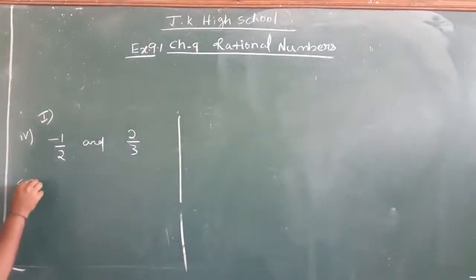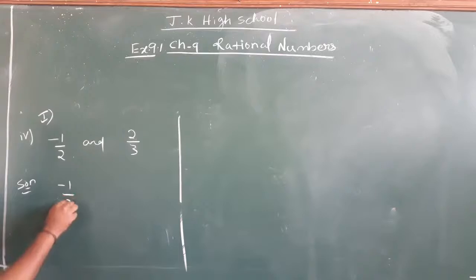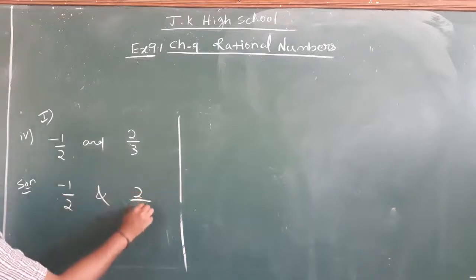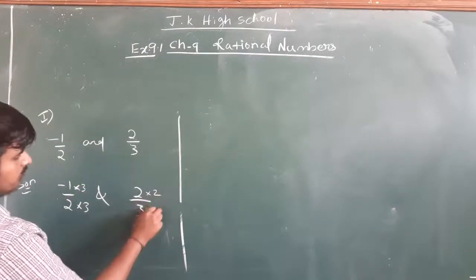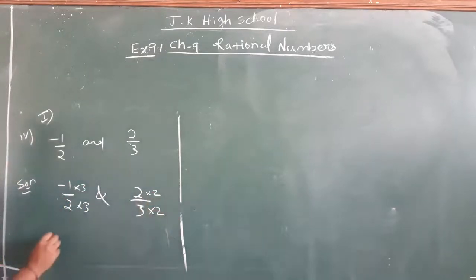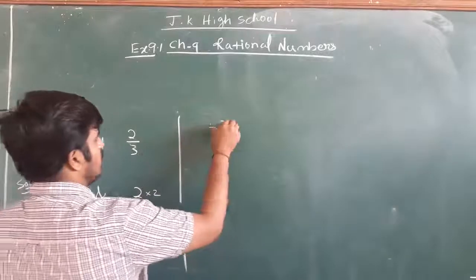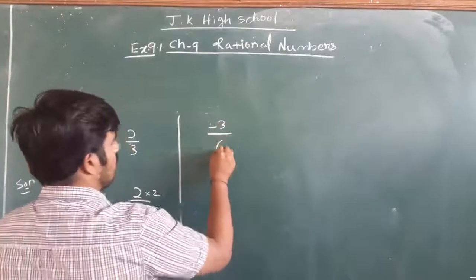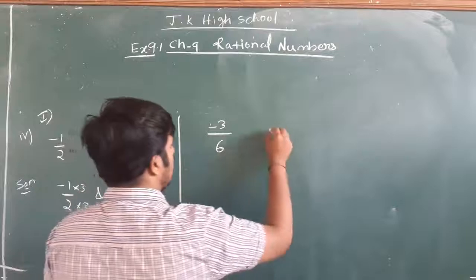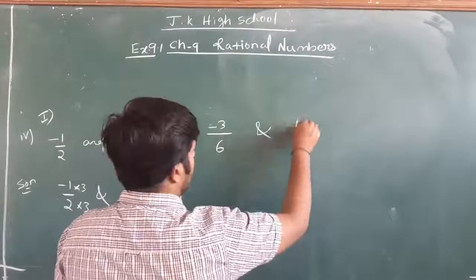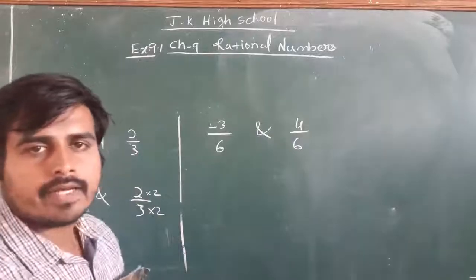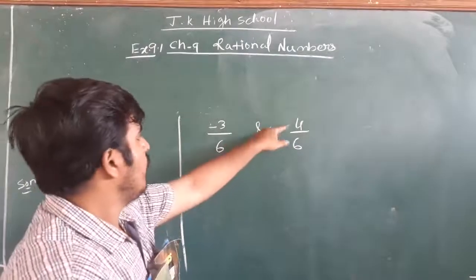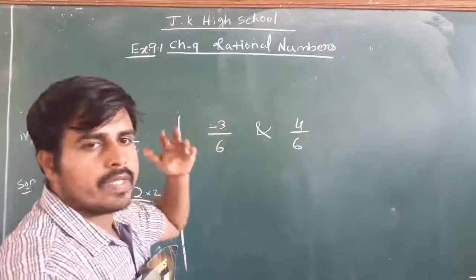Solution. How to get the same denominator? Minus 1 by 2 and 2 by 3. I will multiply this by 3 here, and I will multiply this by 2 here. So I will get minus 3 by 6 and 4 by 6.